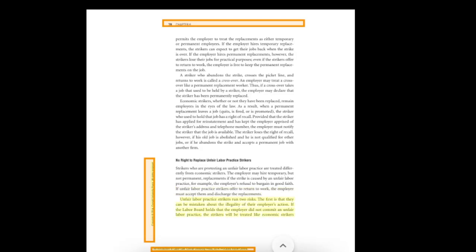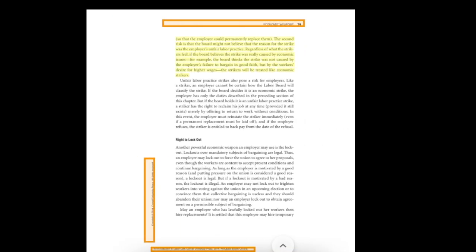Unfair labor practice strikers run two risks. The first is that they can be mistaken about the illegality of their employer's action. If the labor board holds that the employer did not commit an unfair labor practice, the strikers will be treated like economic strikers, so that the employer could permanently replace them. The second risk is that the board might not believe that the reason for the strike was the employer's unfair labor practice. Regardless of what the strikers feel, if the board believes the strike was really caused by economic issues, for example, the board thinks the strike was not caused by the employer's failure to bargain in good faith, but by the workers' desire for higher wages, the strikers will be treated like economic strikers.